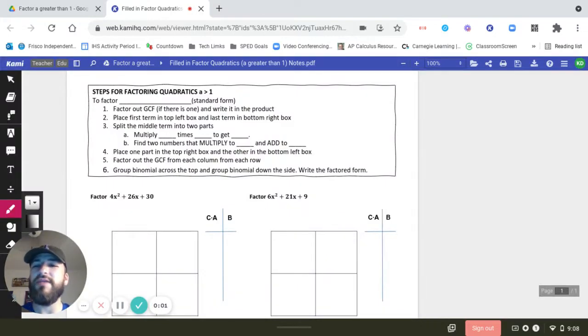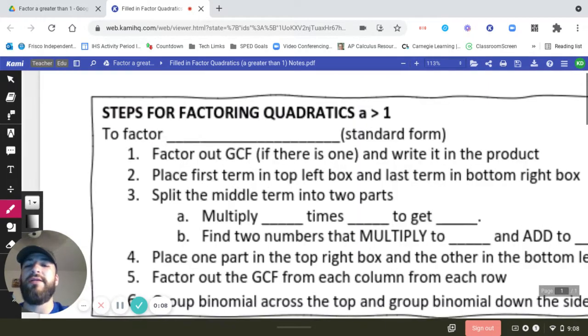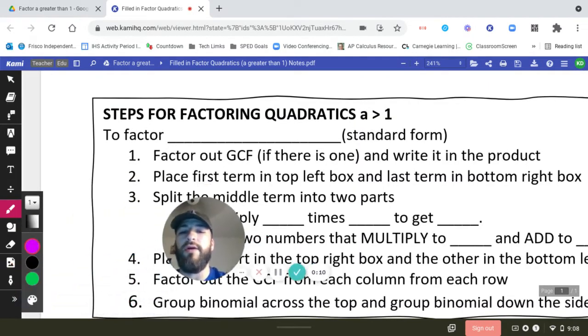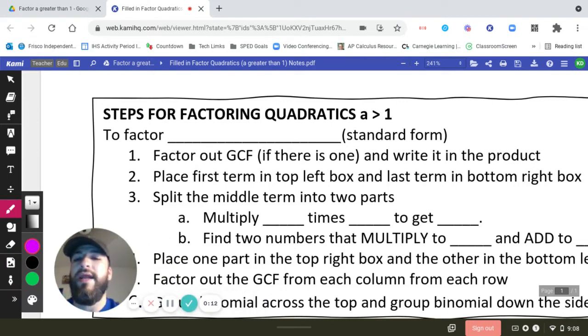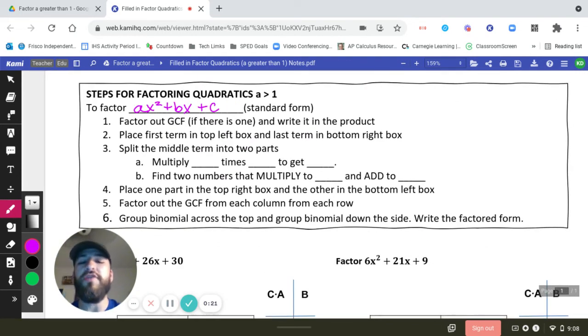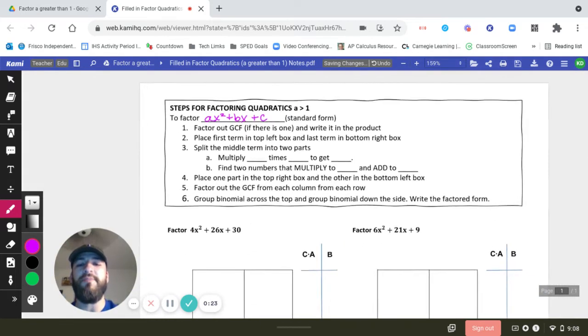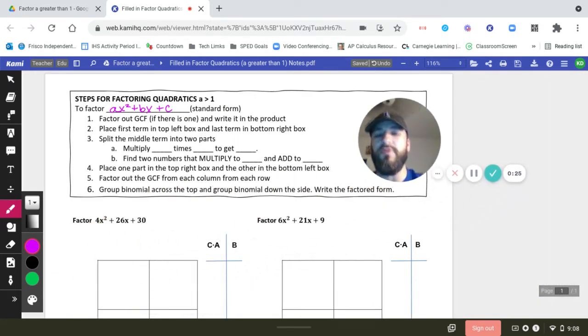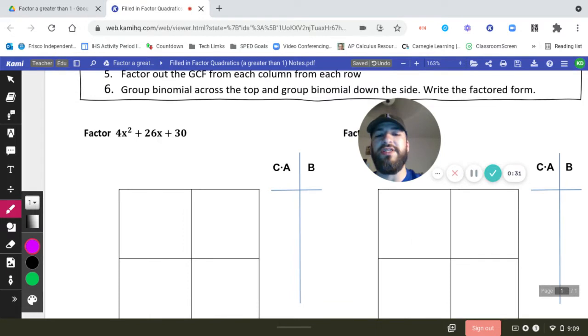Hey y'all, today we're going to be talking about factoring quadratic functions for a greater than 1. So we want to factor functions that are in standard form, which, just as a reminder, is ax squared plus bx plus c. So the first thing we always want to look for, remember, it's the first thing in both of our different factorings, a equal to 1 or a greater than 1, is we always want to check for a GCF. So we're going to start here with our first example.